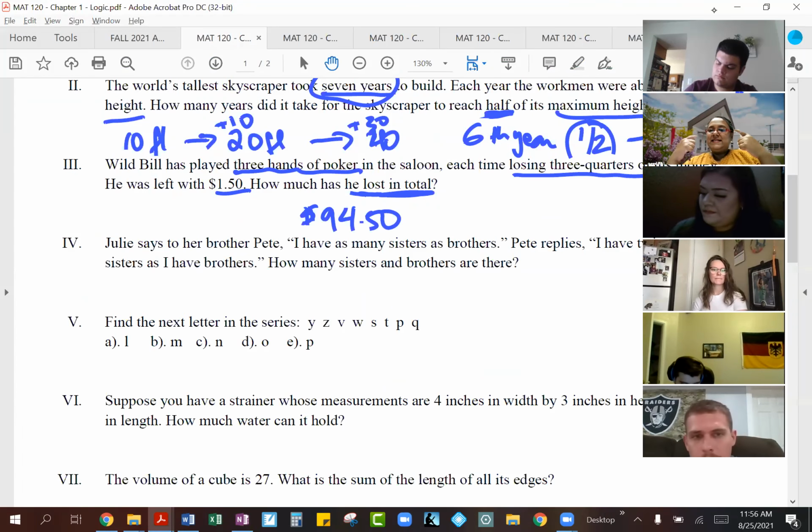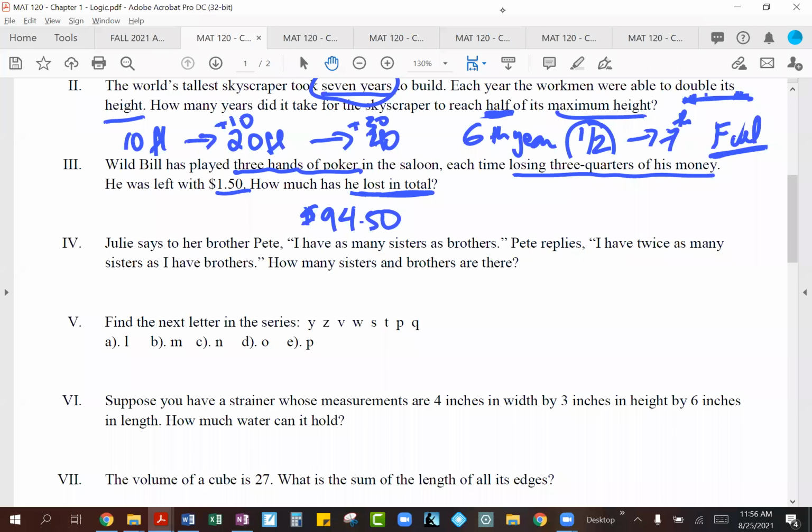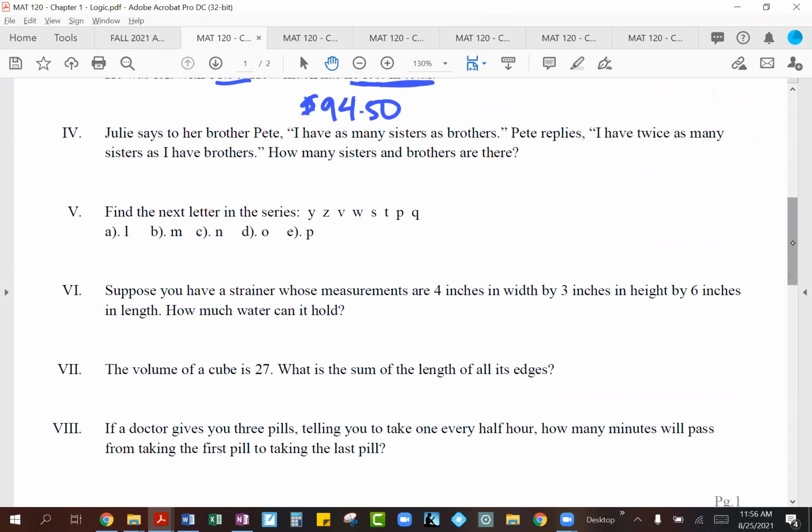So again, you can see how you are using critical thinking with logic to try and answer some of these questions over here. All right, let's try one more of these. And this is an interesting one.